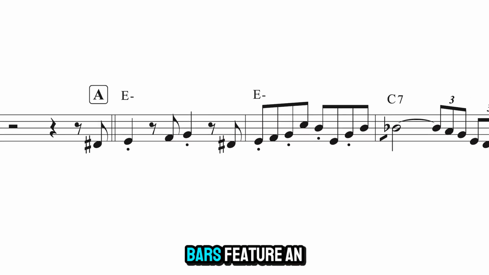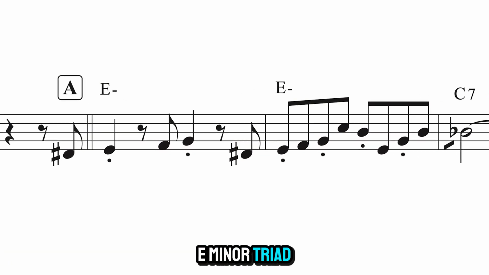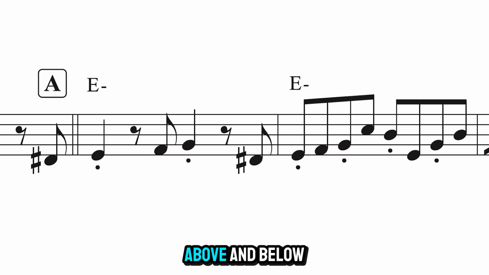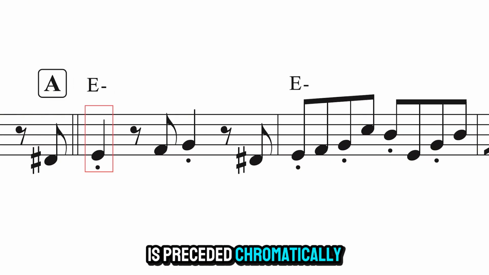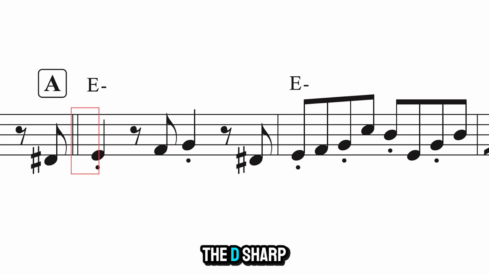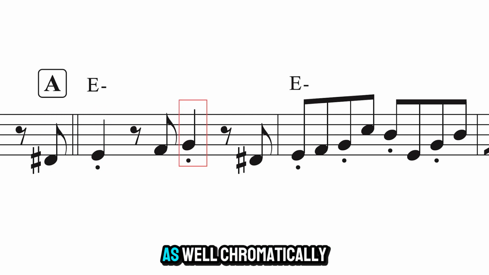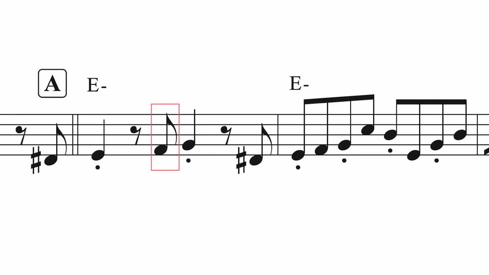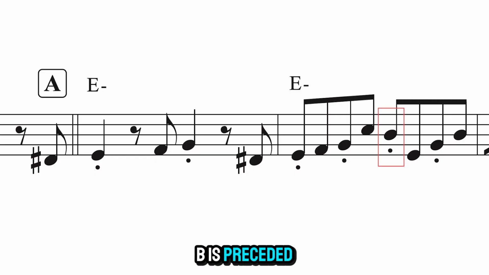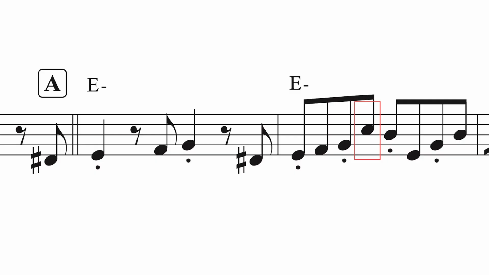The first 2 bars feature an E minor triad being embellished from above and below. The tonic E is preceded chromatically from below via the D sharp. The minor third G is preceded as well chromatically from below via the F sharp. And the fifth of the minor triad, B, is preceded chromatically from above via the C natural.